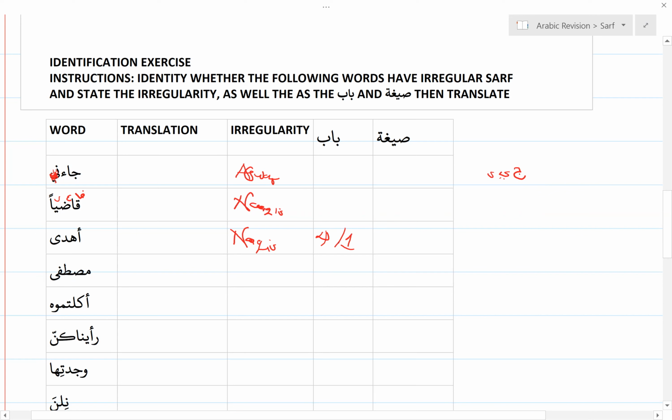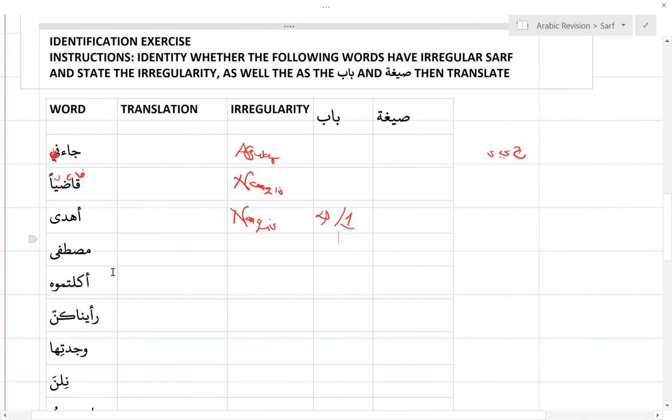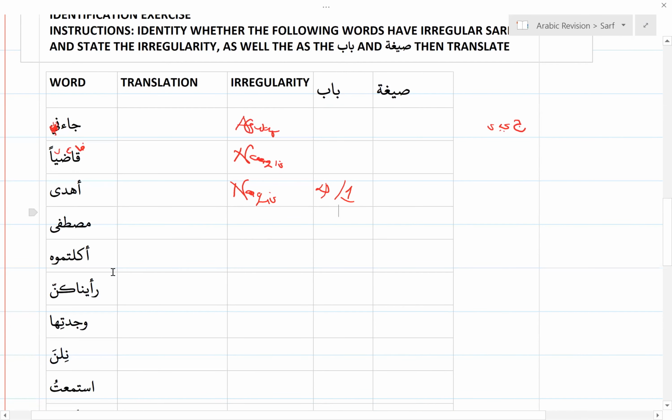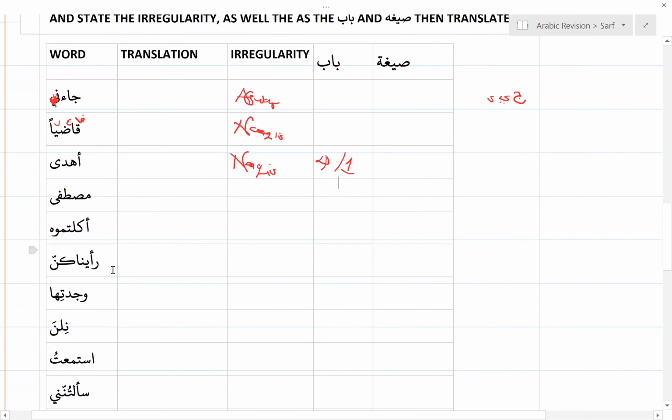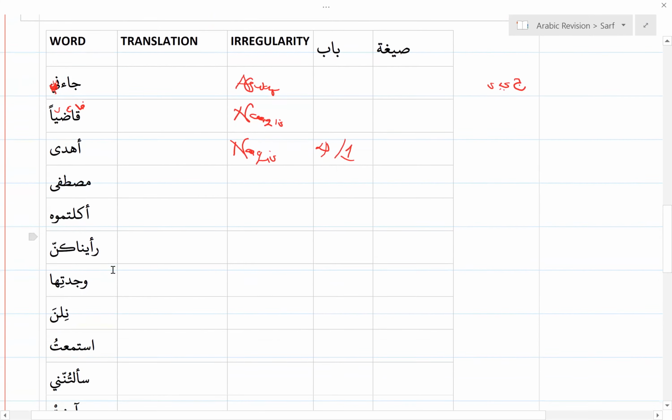Is it aslama, like ahda, or is it like akbaru, ism tafdil? So that's a bit confusing there. You have to know what is being said in the sentence. I want to pick maybe something interesting.